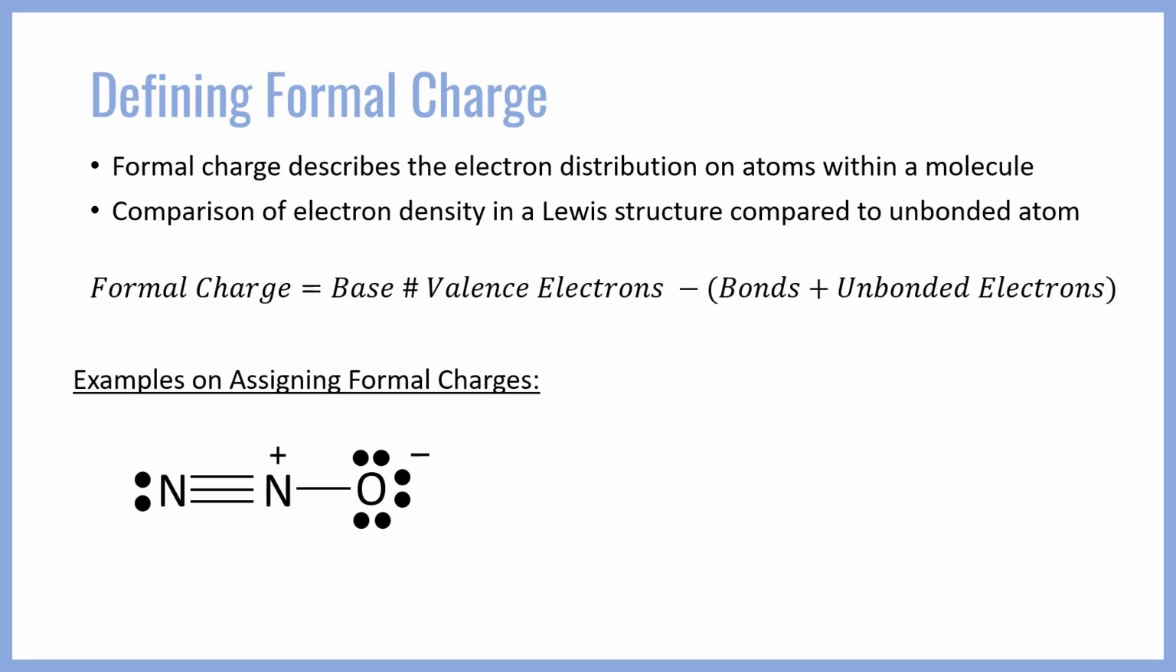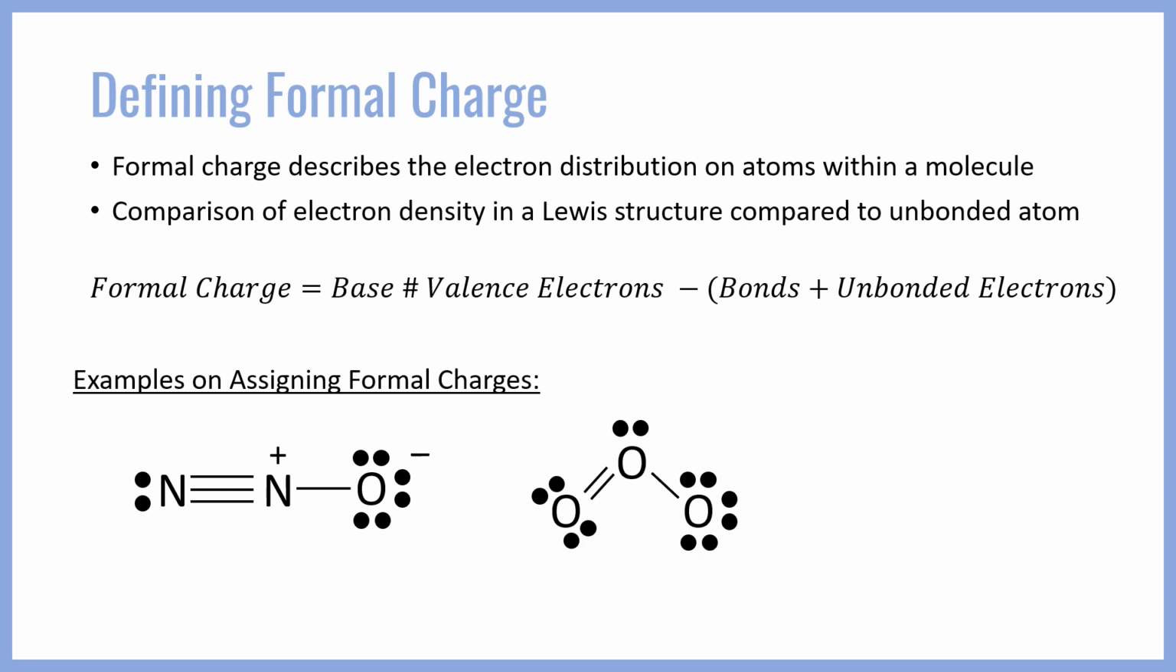The nitrogen on the left, though, has 2 unbonded electrons and 3 bonds to give us 5 electrons total in the Lewis structure, whereas nitrogen normally has 5 electrons. So it has a 0 formal charge in this structure, which we normally don't write anything for when an atom has a 0 formal charge. Let's go ahead and look at another example.